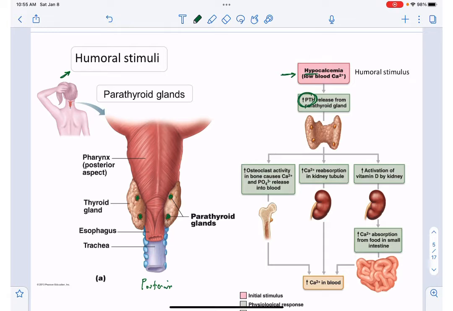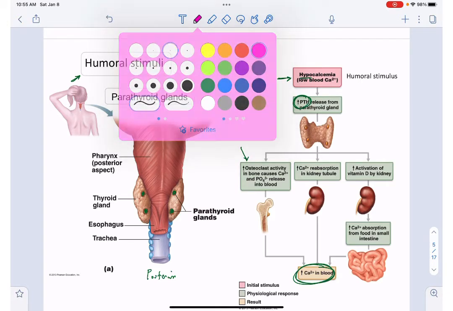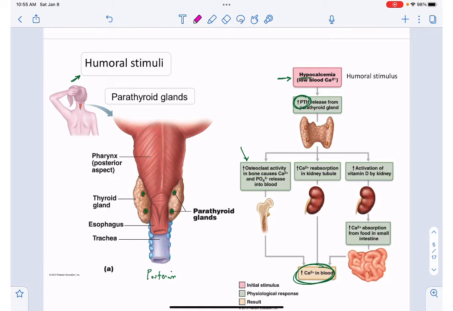But what's parathyroid hormone going to do? The goal of parathyroid hormone is to increase calcium in the blood. And there's a few ways that they're going to do that. One is they're going to act on the bones of the body. And something to know about the bones is that the bones have a reserve of calcium and phosphate that are made just for this purpose, that are made to be released into the blood to regulate these blood calcium levels.